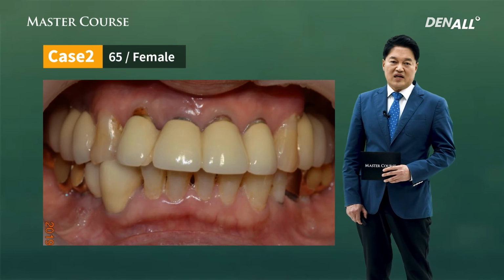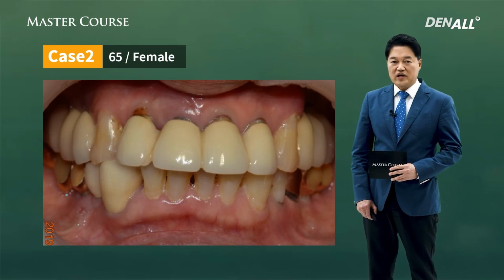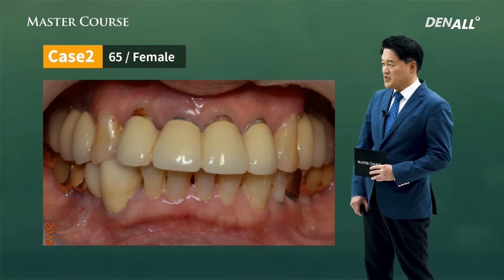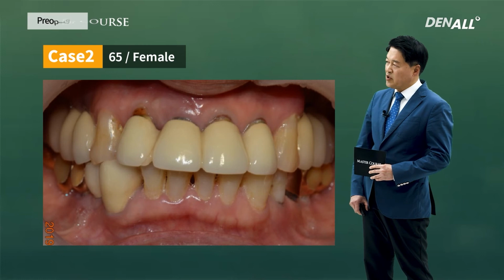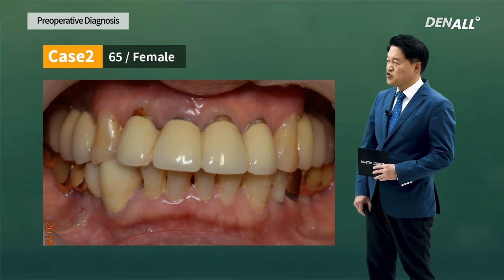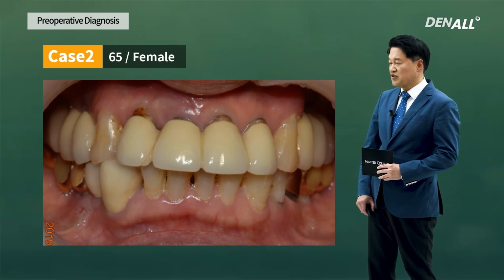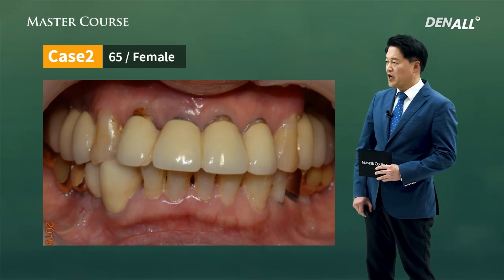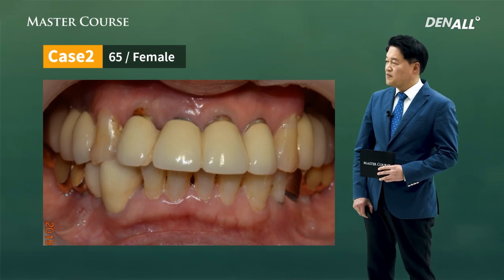In the anterior area, this patient, a 65-year-old female patient, as you can see, has a 4-unit bridge. There was a lot of mobility, so number 12 and number 22 implants were placed and a bridge was planned for the patient. Before surgery, a clinical image was taken and the pre-op image and prosthesis were evaluated.